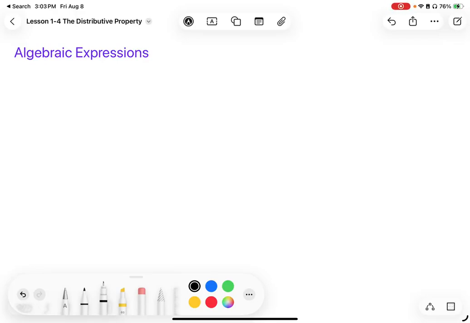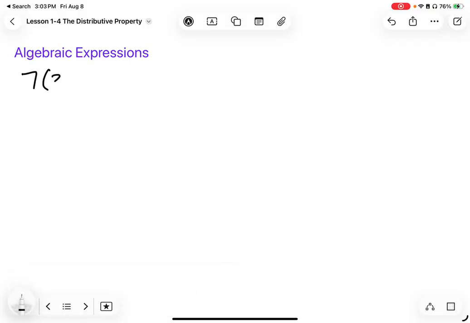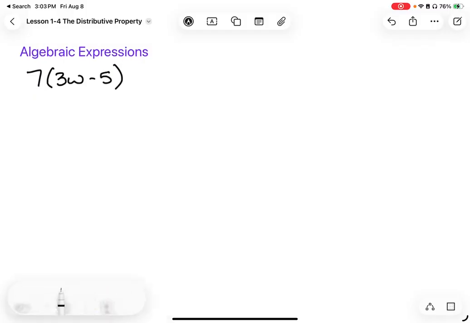Using the distributive property for arithmetic, multiplying two numbers together is a really useful way to use the property. But most of the time, we're going to be using it for algebraic expressions. For example, something like 7 times (3w minus 5). Usually, we're going to be using it for things like this. So let's take a look at how the distributive property could be used here.